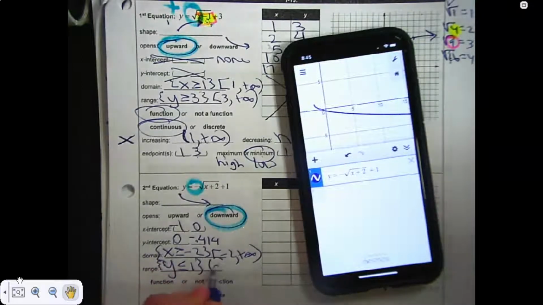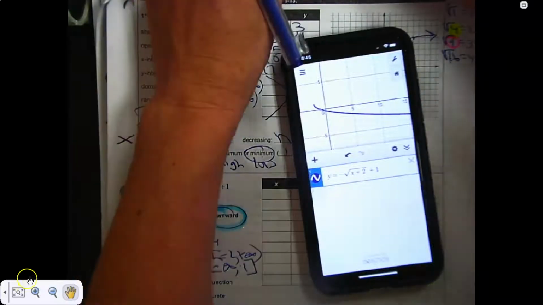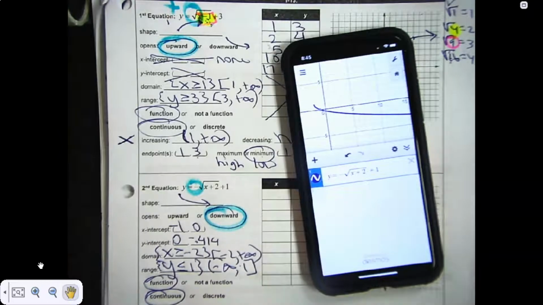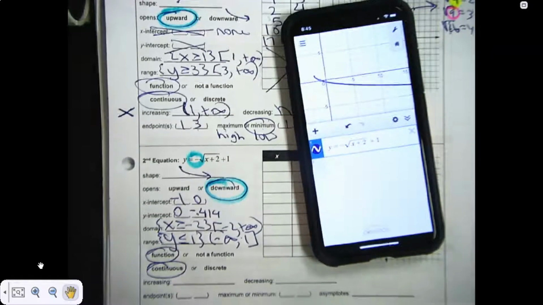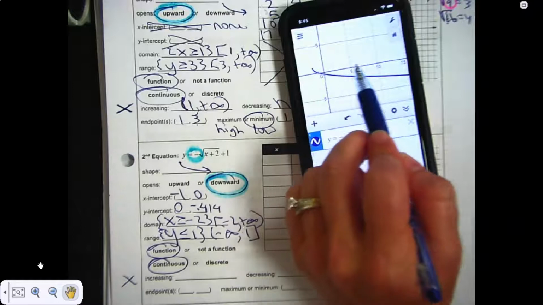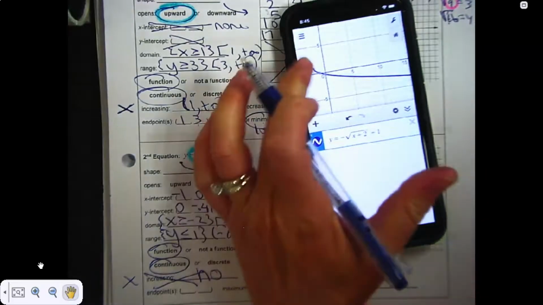Remember, smallest to biggest. Okay, let me look at time here. Okay, we're good. It is a function. It's continuous because the line keeps going. Increasing. Well, when I look here, remember increasing and decreasing has to do with your x. So as you go to the right, is this graph going up or down? It's only going down, so there is no place where it's increasing, but it is decreasing.